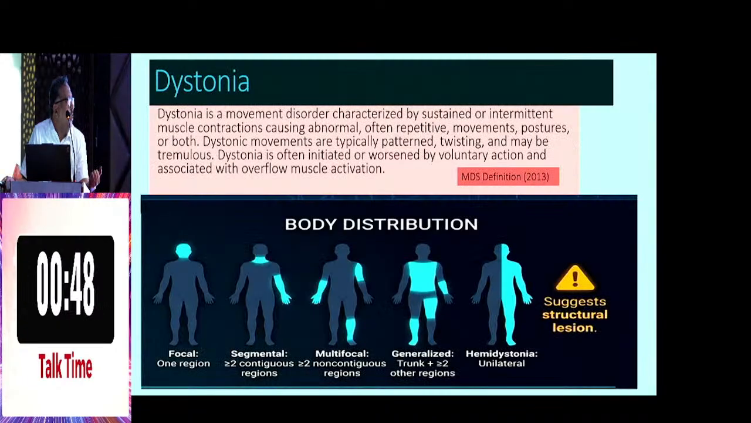So dystonia is a movement disorder characterized by sustained or intermittent muscle contraction causing abnormal, often repetitive movement, posture or both. Dystonic movements are typically patterned, twisting and may be tremulous. Dystonia is often initiated or worsened by voluntary action and associated with overflow muscle activation that causes semi-purposeful movement. Next.